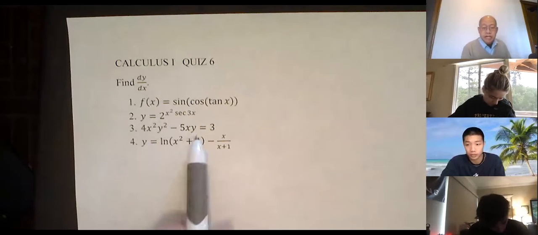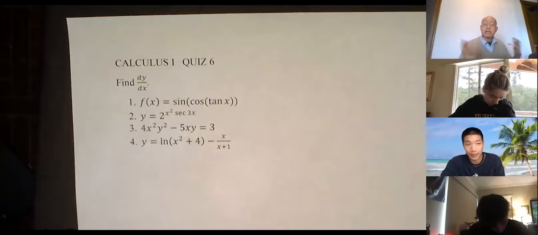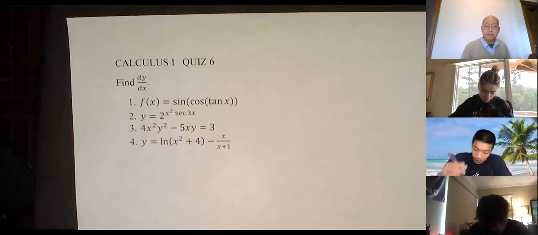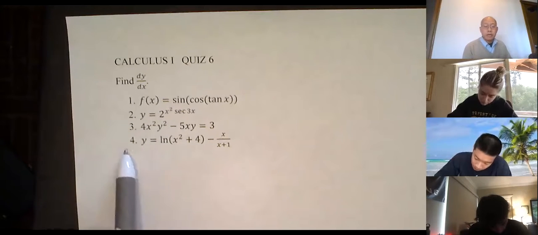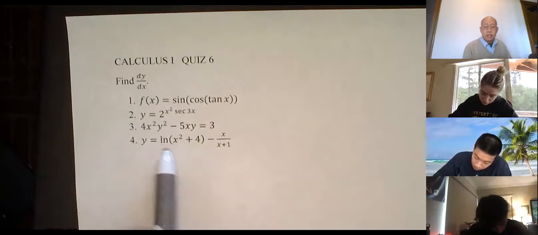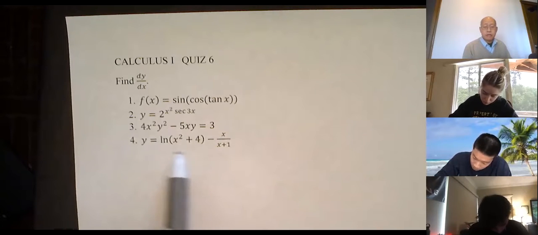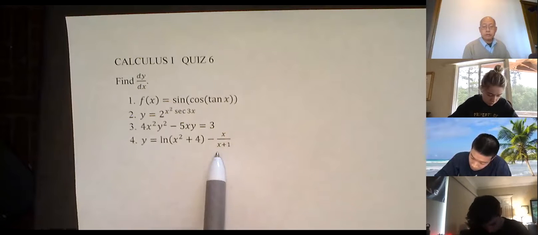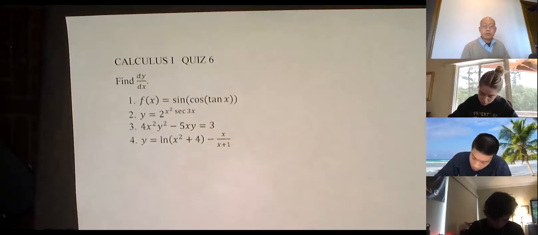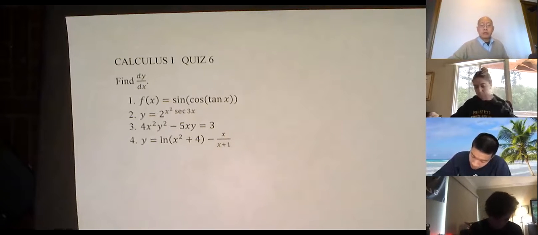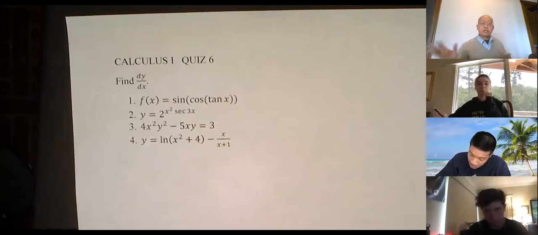Number 3, it looks like x's and y's are all mixed up, so that looks like the implicit differentiation stuff. Okay, and number 4, ln of x squared plus 4, minus x over x plus 1. So that looks like a chain rule, and that looks like a quotient rule, I suppose. Okay, so give that a shot. Get started for a moment.